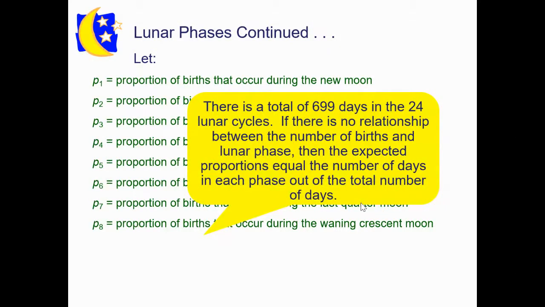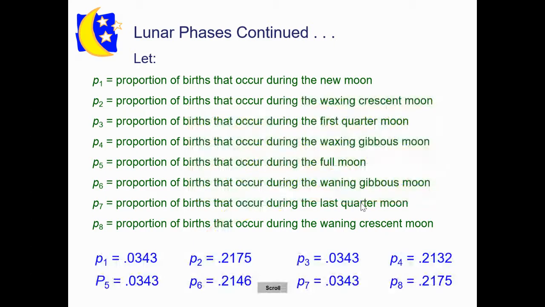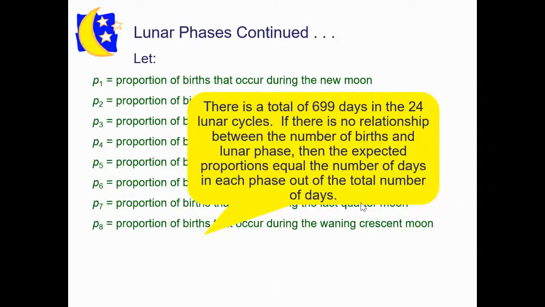So in this sample, there's a total of 699 days in the 24 lunar cycles that they sampled. If there's no relationship between the number of births and the lunar phase, then we would expect the proportions to equal the number of days in each phase out of the total number of days. So the expected proportions would be the number of days in the phase divided by the total number. So let's see, for P1, how many days were in the phase for P1, which is the new moon?